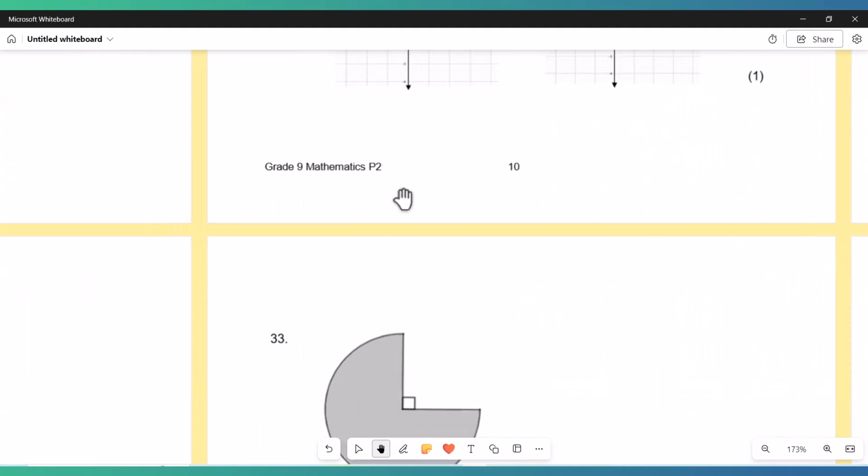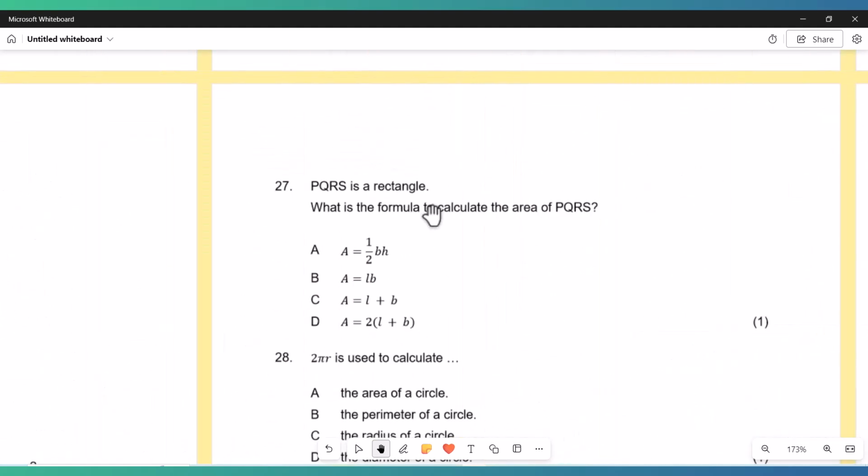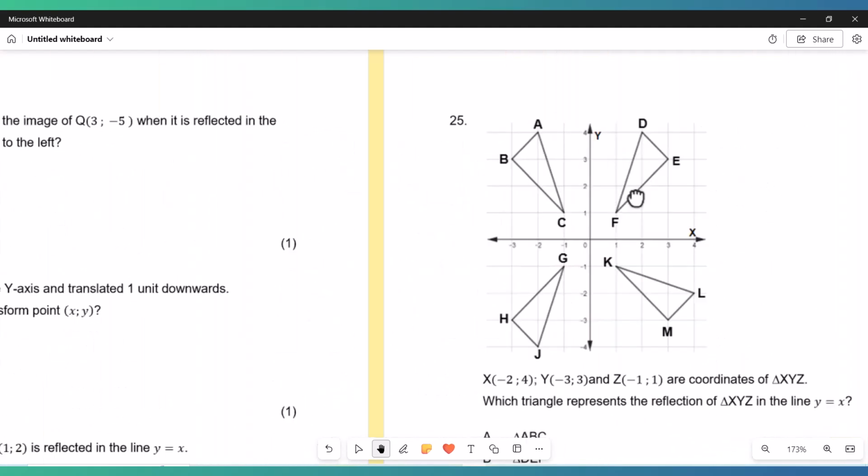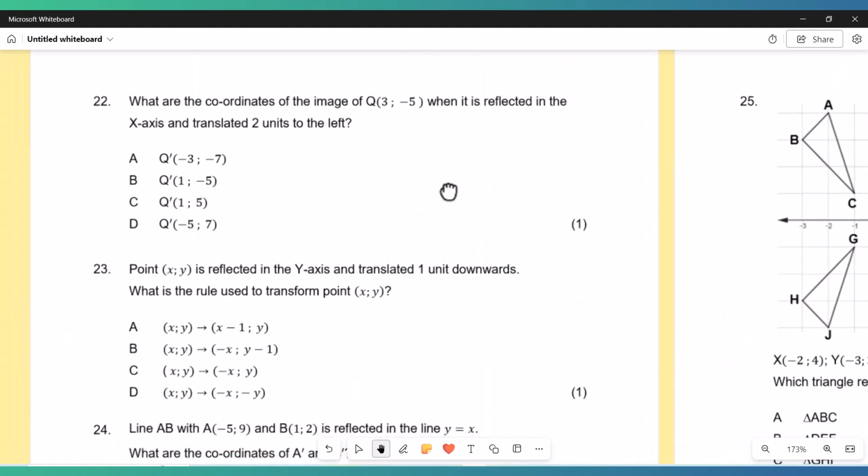Then 22, it says: what are the coordinates of the image of Q that is 3 is to negative 5 when it is reflected in the x-axis and translated 2 units to the left? Okay, now look here. We said reflect along the x-axis, x remains intact but y becomes negative. Let us start. So our Q, they're saying that it is what? 3 is to negative 5. They're saying first of all reflect in the what? In the x-axis. Okay, let's do this now.